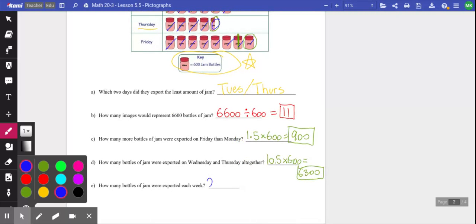So there's 29 total pictures there. Each picture is 600 bottles. 29 times 600 tells you the total number of bottles is 17,400. That's how much jam was exported.